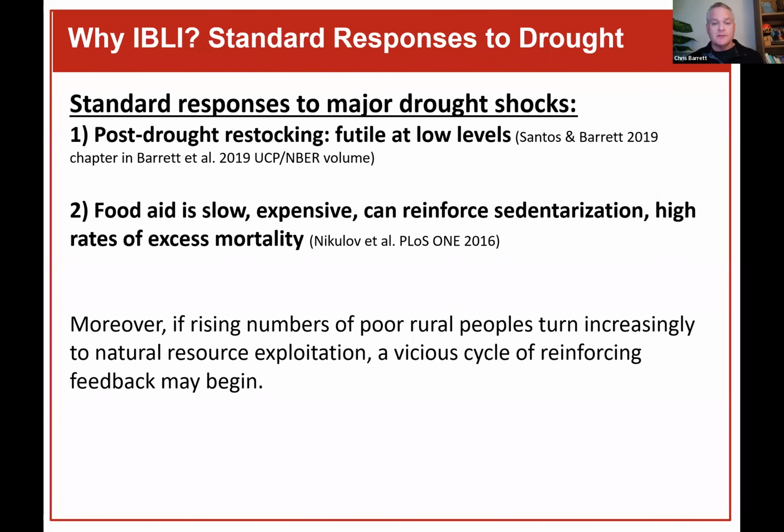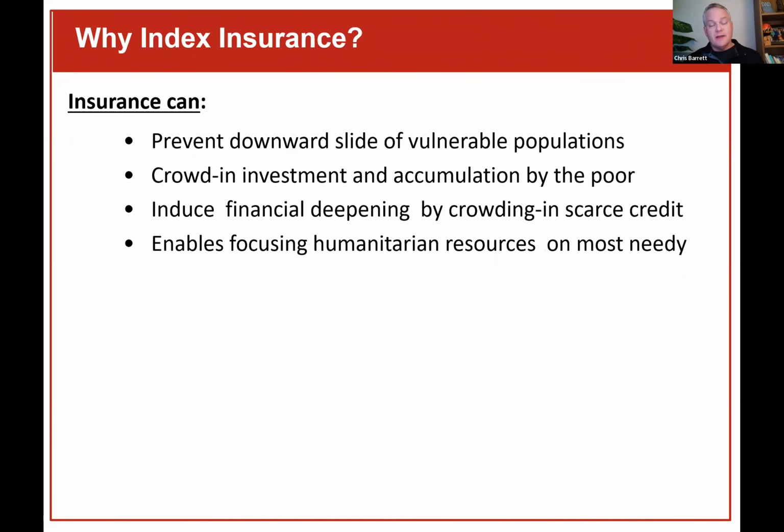So we need different responses. Insurance was a natural response to thinking about catastrophic risk exposure that's causing poverty traps, and that could become an even more important cause of systemic collapse in years ahead with climate change. Because insurance can most obviously stop that downward slide. It reimburses people for catastrophic loss.